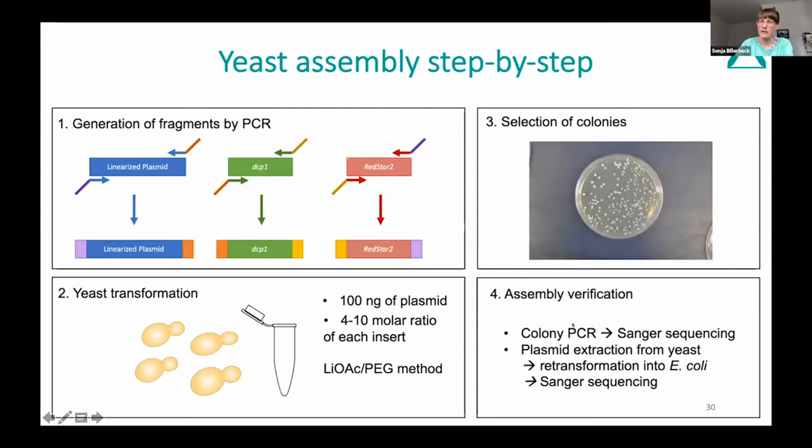And then you can either send this colony PCR directly after purification to Sanger sequencing, or you can extract plasmids from yeast and then bring them back into E. coli. So usually plasmid extractions from yeast don't give very good Sanger sequencing results. You don't get high concentration, and usually they're contaminated with protein. So I recommend to retransform them into E. coli, do a miniprep, and then send them for Sanger sequencing. But again, usually let's say 2, 3, 4, 5 piece assembly works very reliably. So if you pick 10 colonies, for sure you're going to have at least 3 or 4 with the right assembly.